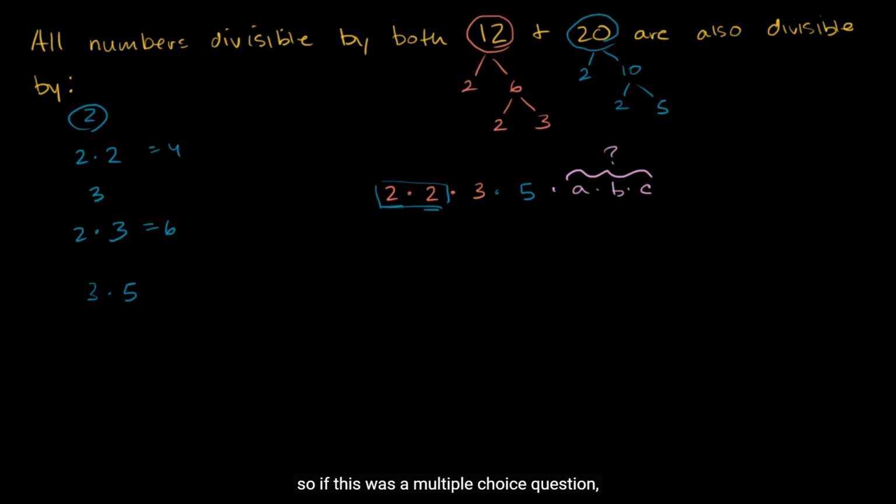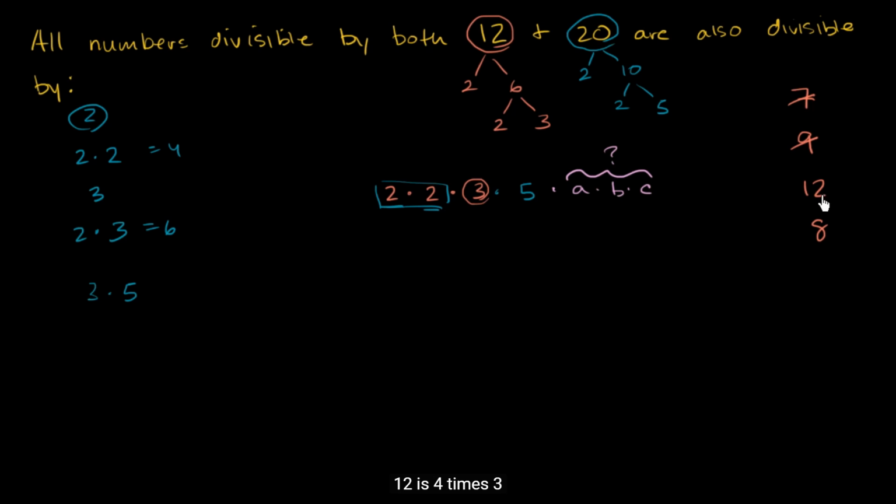So if this was a multiple choice question, and the choices were 7, 9, 12, and 8, you would say, well, let's see, 7 is not one of these prime factors over here. 9 is 3 times 3, so I need to have two 3's here. I only have one 3 here. So 9 doesn't work, 7 doesn't work.